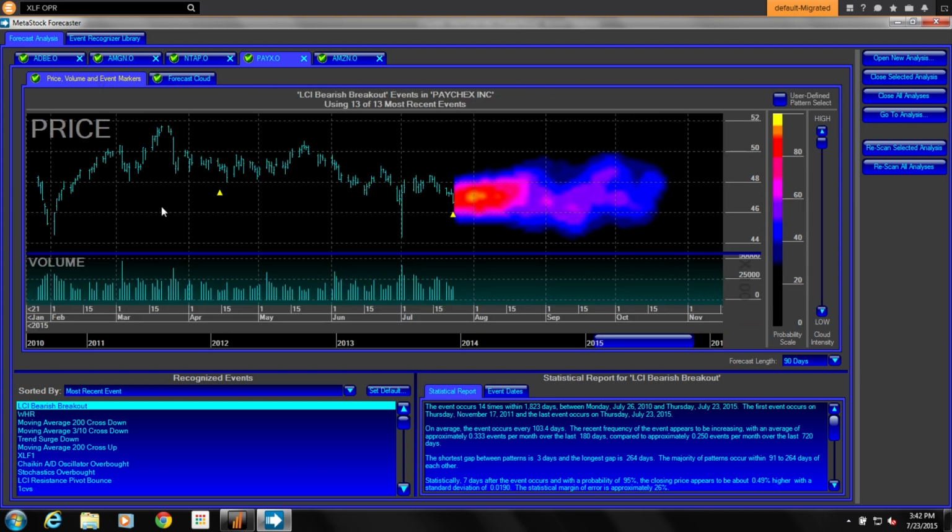So this is just a quick example of some of the new event recognizers in MetaStock 14. There are 2 for the RMO and 8 for the LCI, combining the power of all these systems together and showing you the ways that you can use the forecaster to help you manage your trade.